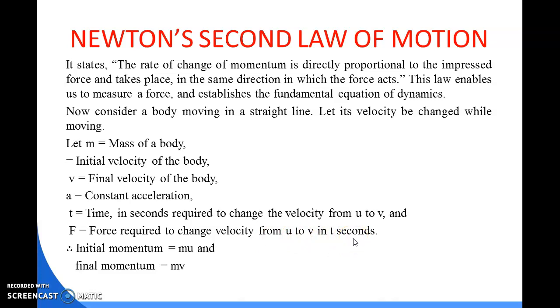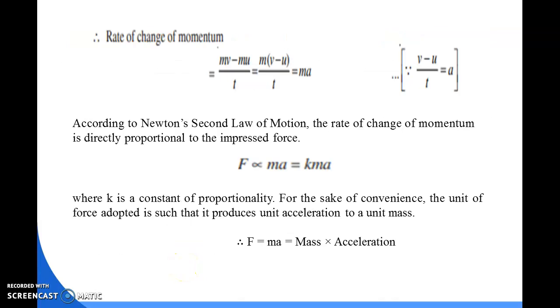Hence, we know that momentum is the product of mass and velocity. So for the initial state of the body, the initial momentum is m into u, and for the final state, the final momentum is m into v, where m is the mass of the body, u the initial velocity, and v the final velocity. Now, the rate of change of momentum can be calculated as mv minus mu divided by t.